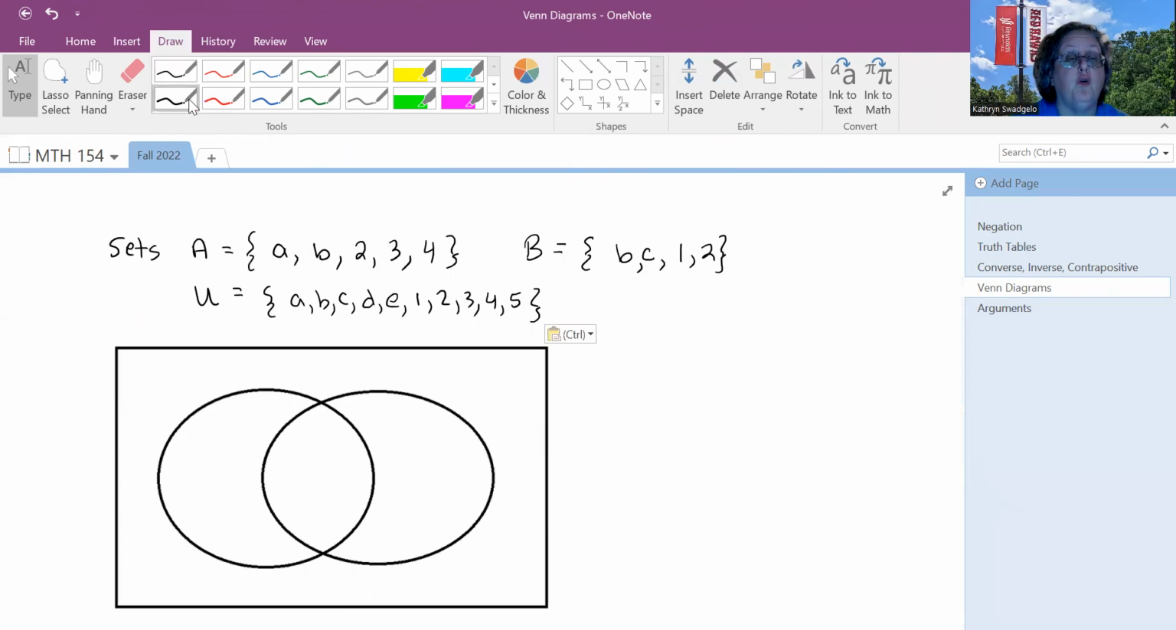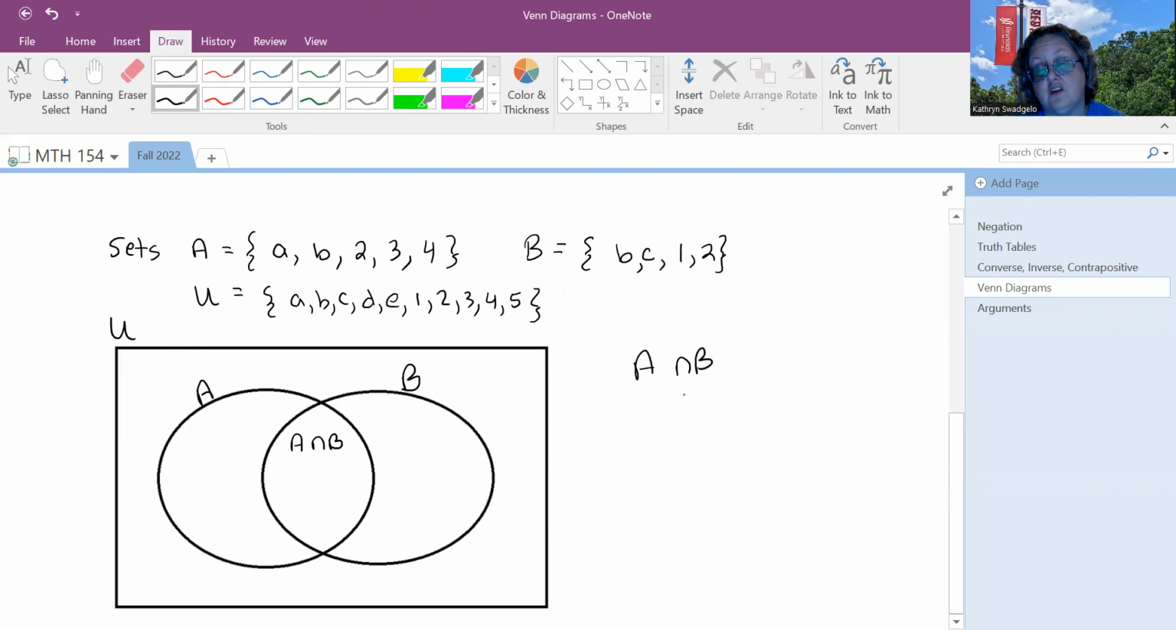So if we call this whole thing U as the universe, we call this A, and we call this B, this in here is called the intersection. So we call that intersection. So that's stuff that's in A and B. Stuff that's in A and in B.